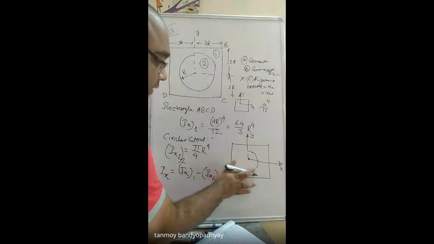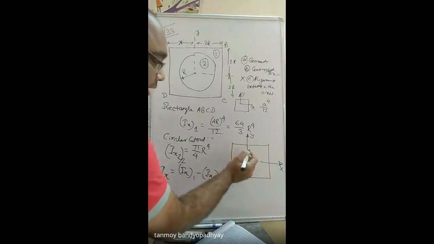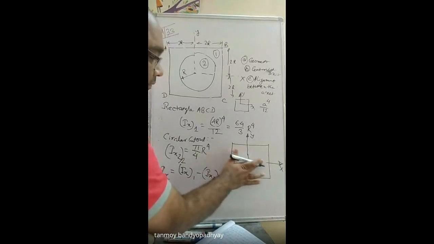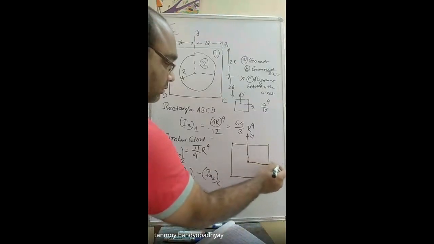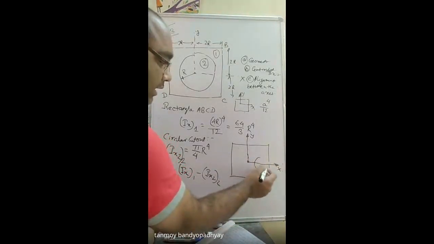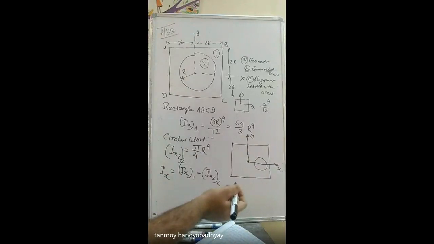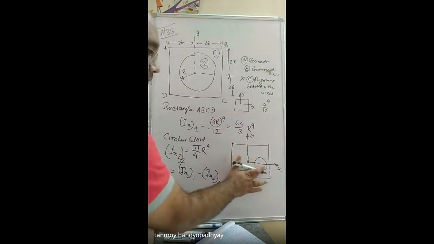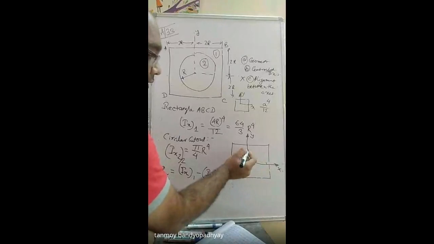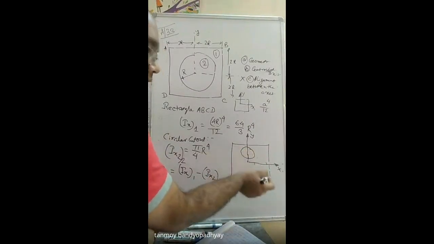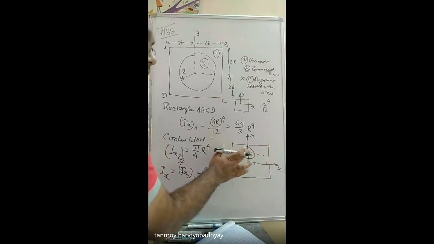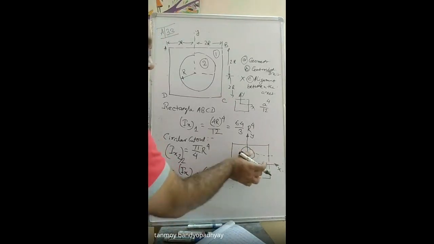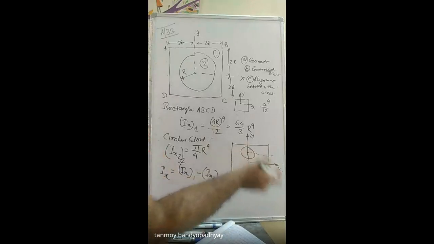Had it been the case where the cutout is deviant from this location, suppose we had the cutout at this location along the x-axis, it would again have been direct subtraction. But had it been on the y-axis or anywhere deviant from the x-axis, then you have to calculate its moment about its own centroid, then shift it to this x-axis by applying the parallel axis theorem, and then subtract.